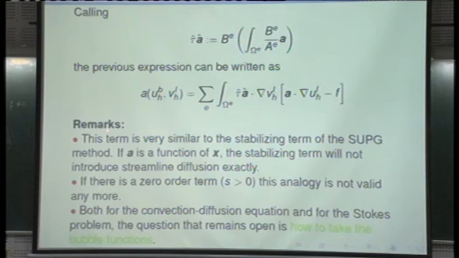So conclusion, it seems that adding bubbles helps, both for the Stokes problem and for the convection diffusion reaction equation.